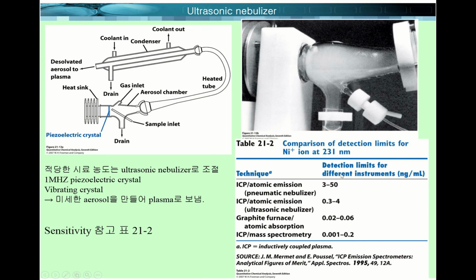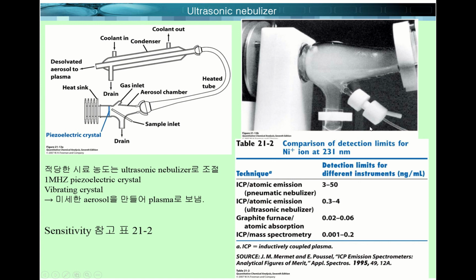And this is the ultrasonic nebulizer. The sample is introduced from here, and this is the piezoelectric crystal. It vibrates at about 1 megahertz. Now the sample droplets are broken into aerosol, and then along this heated tube line it is eventually introduced to the plasma.